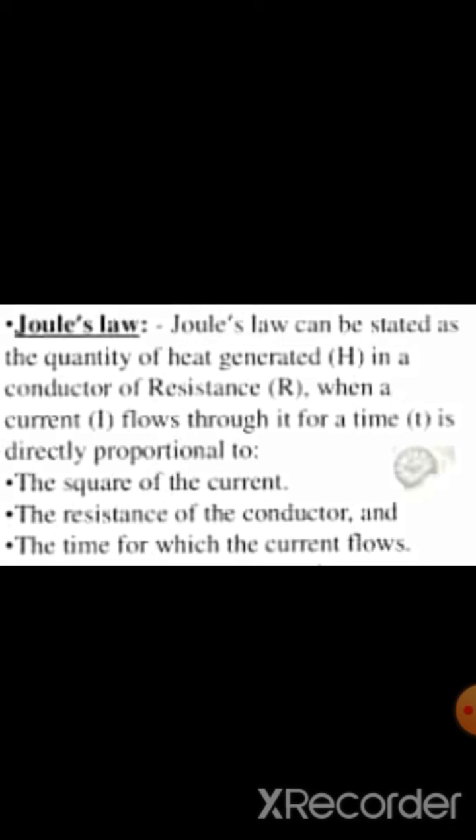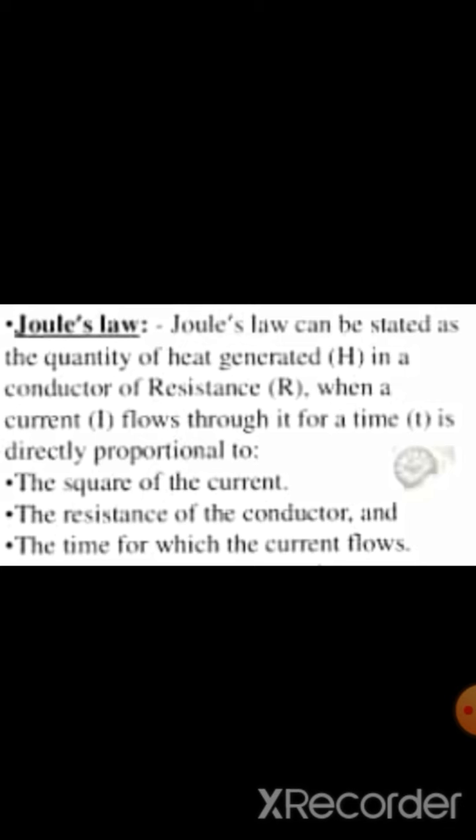So in this law, we have three parts. The first one says H is directly proportional to I square. The second part, H is proportional to the resistance R. And the third part, H is directly proportional to T, the time for which the current flows. And this law is known as Joule's law of heating.